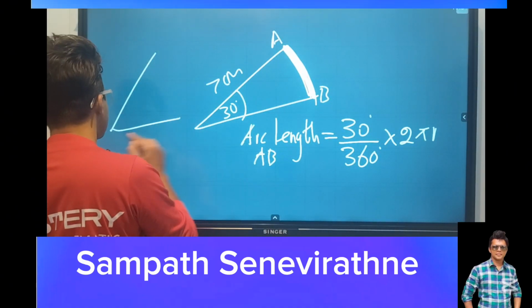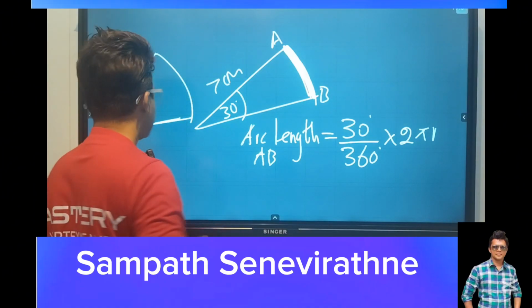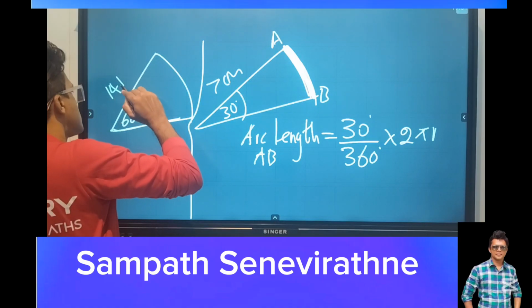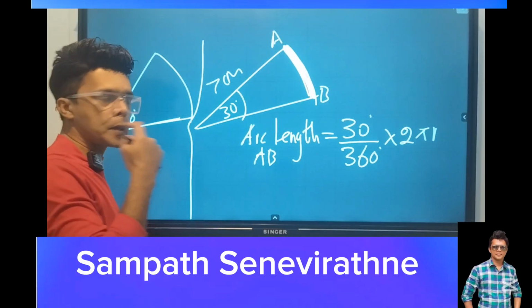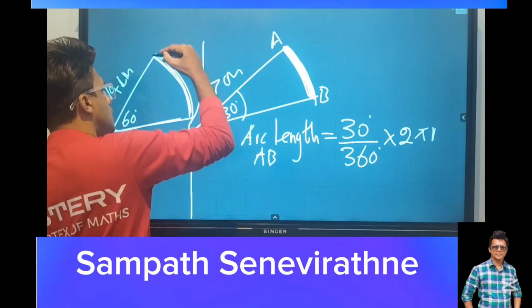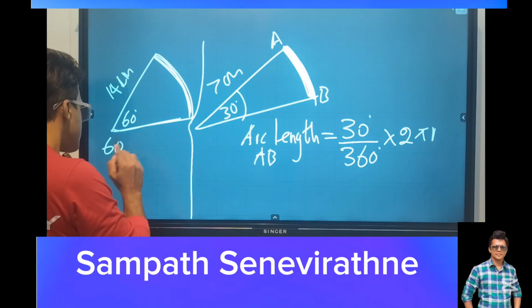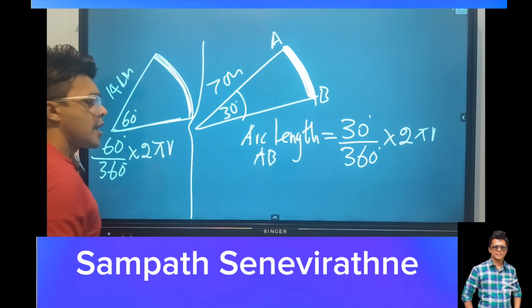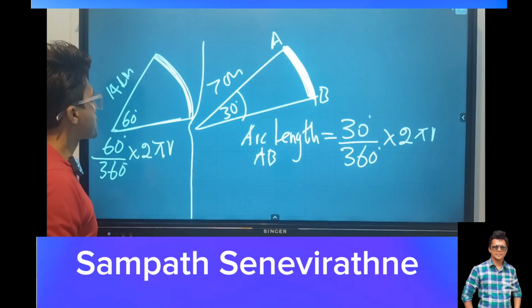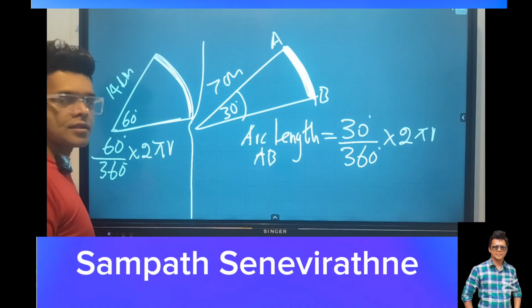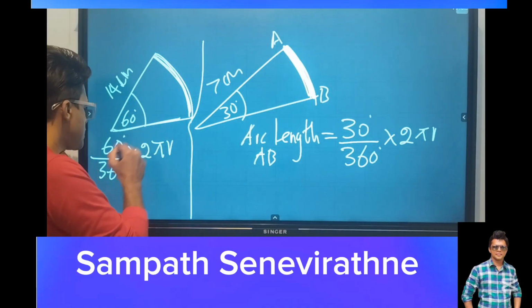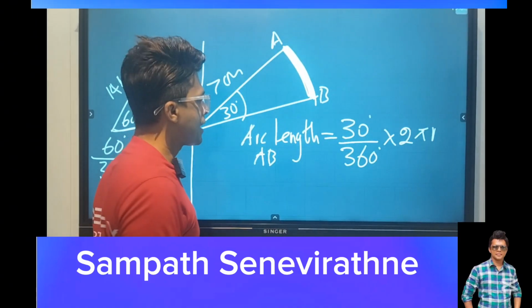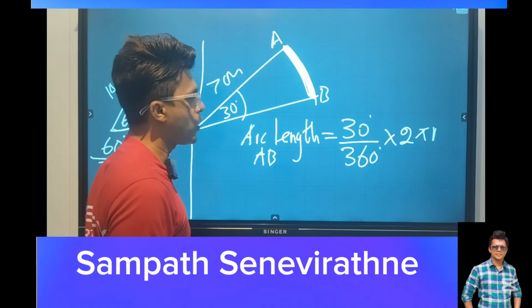Just think of this type of one you've been given. This angle is 60 degrees. This is 14 cm. How do you calculate the arc length of this sector? So 60 over 360 degrees times 2 pi r. You are able to get the arc length using this one. If the angle is 60, then here we write 60 over 360 degrees. If the angle is 30 degrees, we write 30 over 360 degrees times 2 pi r.